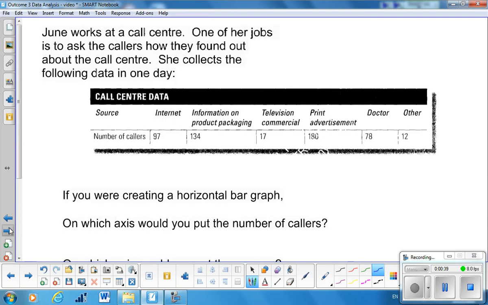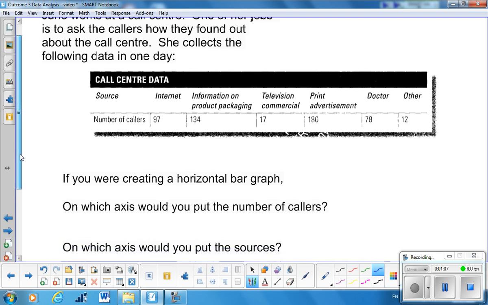June works at a call center. One of her jobs is to ask the callers how they found out about the call center. She collects the following data in one day. And so we can see different sources of information: the internet, information on product packaging, television commercials, print advertisement, the doctor, and other, and the number of callers that found out about the call center from that source.